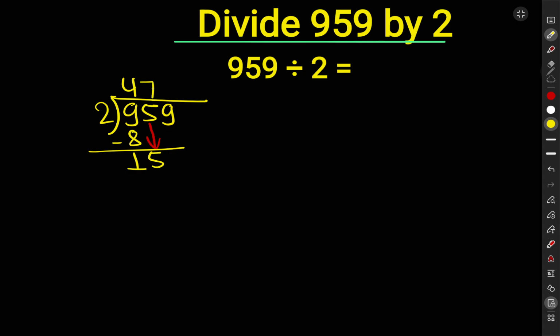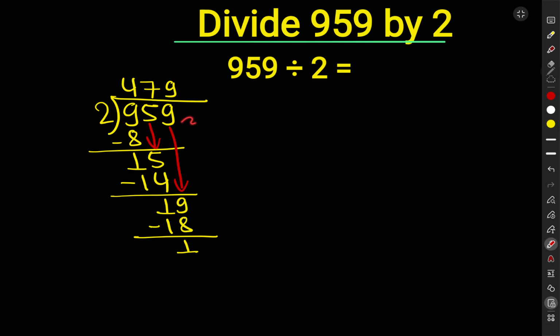So 2 times 7 is 14. On subtracting we get 1. So again we put down this 9 and it is 19. So 2 times 9 is 18. On subtracting we get 1.